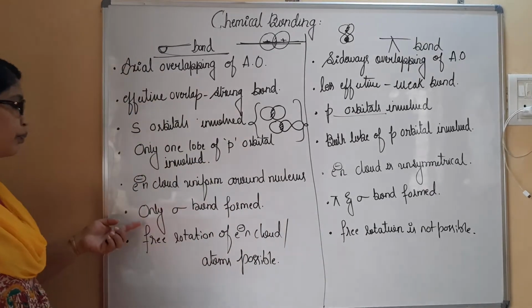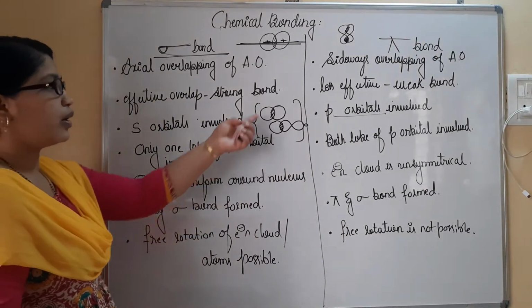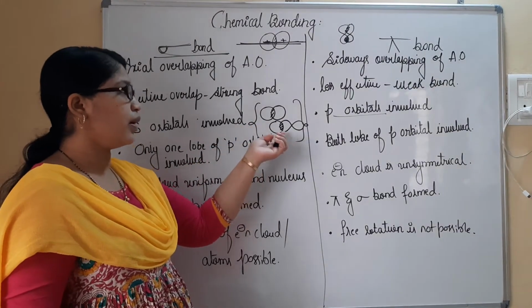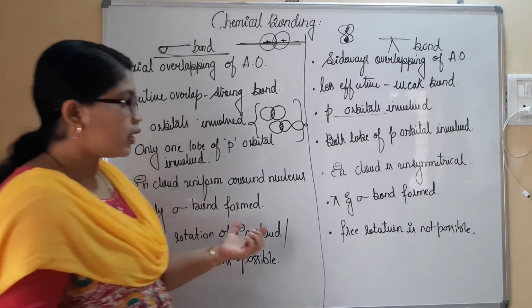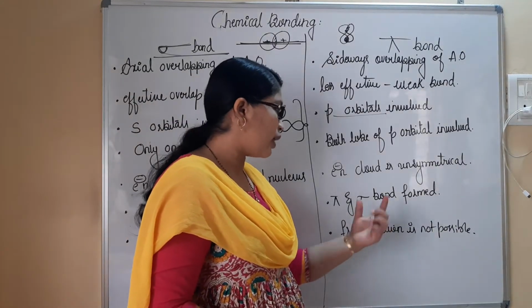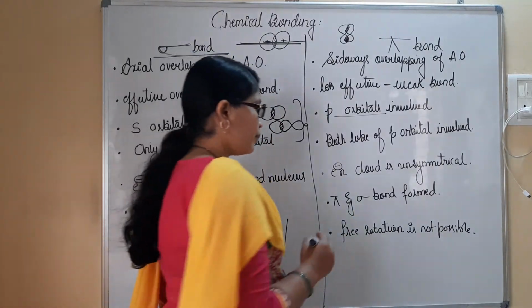Next, see here, only sigma bond is going to form here. Head on overlapping of p, s, s, s gives us only sigma bond, right? Here we can form both pi bond and sigma bond. How? See here.